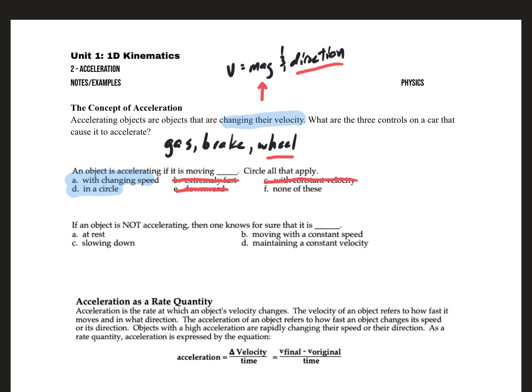So if an object is not accelerating, that means it's probably moving with a constant speed, so we know for sure that B would be a thing. And it's slowing down, well, that's accelerating, so that doesn't work. Not accelerating, well, maintaining a constant velocity, that would also be true. And at rest, yeah, if an object is just sitting there, then I'm pretty sure it's not accelerating.